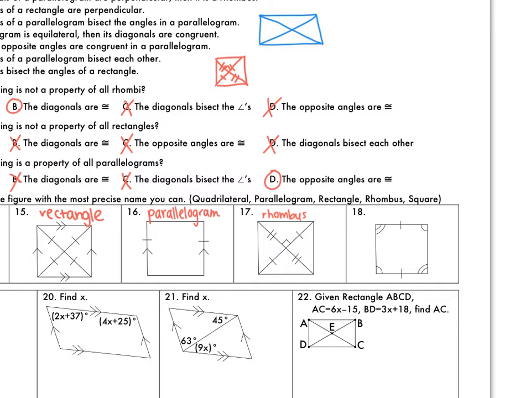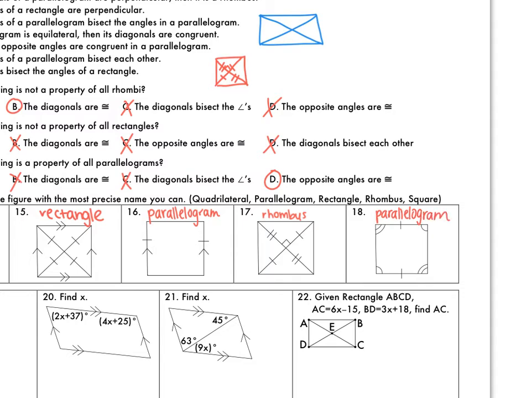And the last one here, number 18, I've got opposite angles congruent and one pair of opposite sides congruent. So we really don't need to know that one pair of opposite sides is congruent. It's enough that both pairs of opposite angles are congruent. That's enough to know that it's a parallelogram, and this extra bit of information doesn't tell us anything else. It doesn't tell us that it's a rhombus or a rectangle or anything like that. So the most specific we can get here is parallelogram.